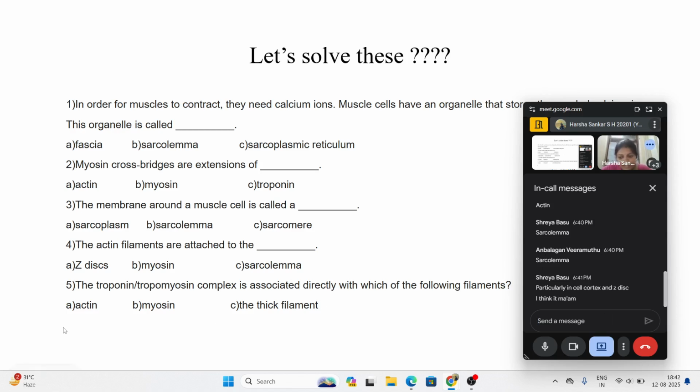Very good. Next question: troponin or tropomyosin complex is associated directly with which of the following element? So importance is to directly with which of the following filament. They are directly bound to which part? Any answers? And there is a helpful link in the clue also.